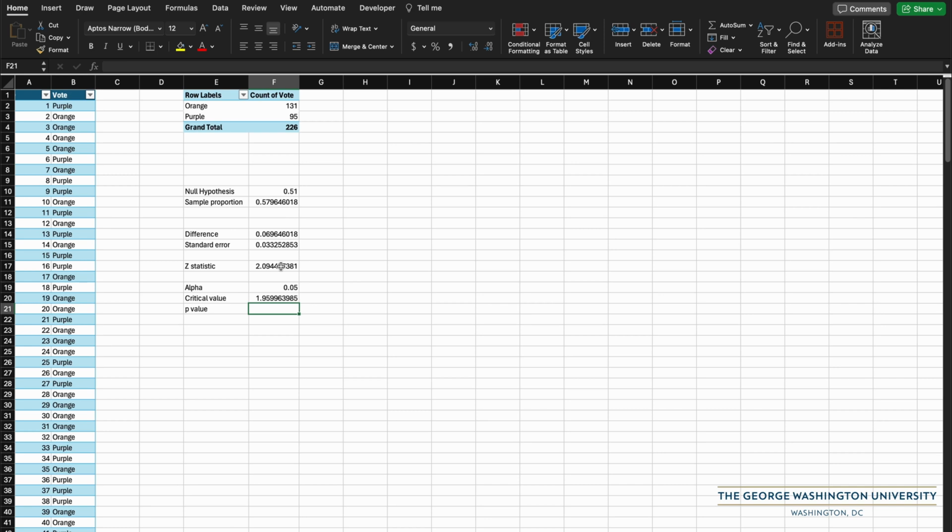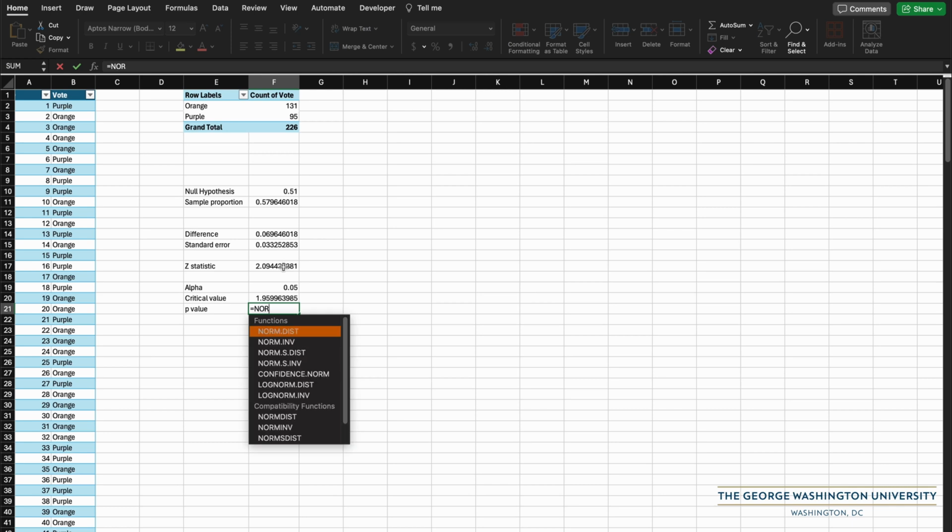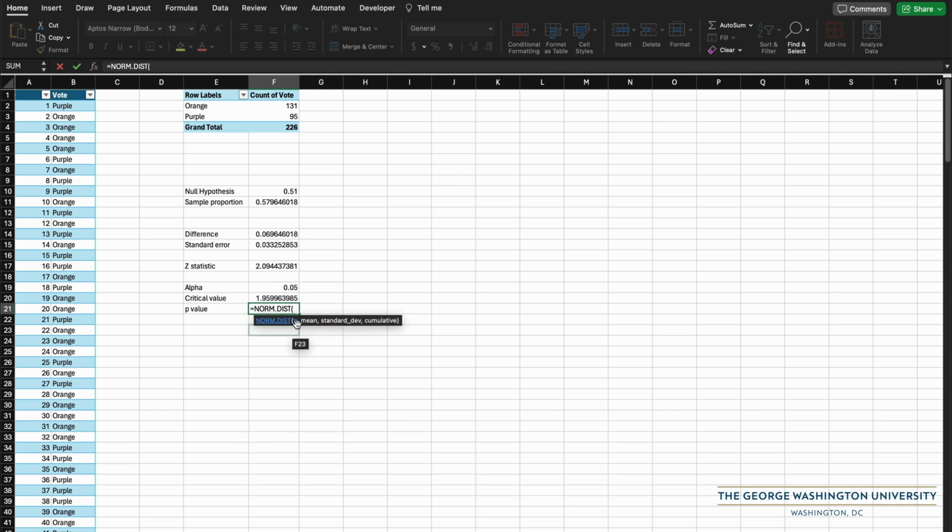So I'm going to say equal norm, and now I'm going to go to norm.dist. It wants x, that's actually my z-statistic. So I'm going to click on the 2.09, comma, the mean is at 0, the standard deviation is at 1, and then comma, I want cumulative. So I'm going to hit on the true button and I'm going to close those parentheses. I'm going to hit enter now, but I'm actually not done because what we can see there is 0.98. Now that 0.98 is going from the lower tail from negative infinity up until that point, up until 2.09, which is over on the right tail.